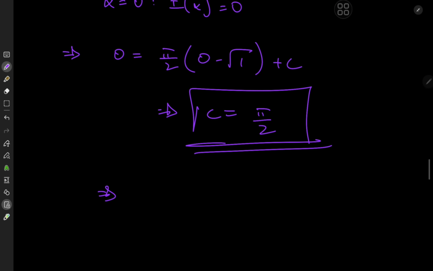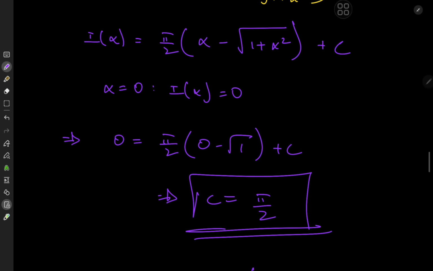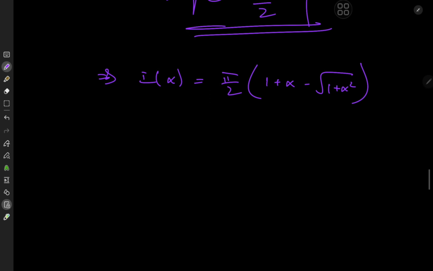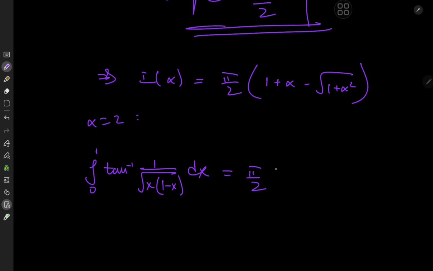And this implies that I of alpha is just pi over 2 times what exactly? Okay, it's 1 plus alpha minus root 1 plus alpha squared. That looks pretty cool. So the target case being alpha equal to 2, we have the integral from 0 to 1 of arctangent of 1 over root x times root 1 minus x dx equal to pi over 2 times 1 plus 2, that's 3, last time I checked, minus root 5.